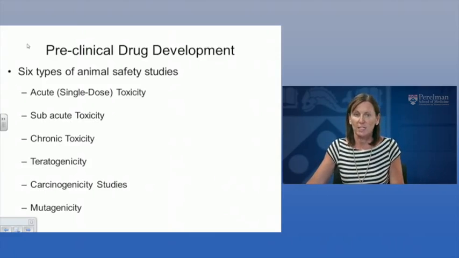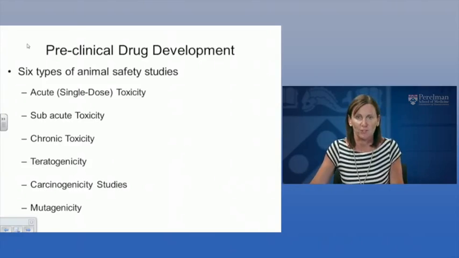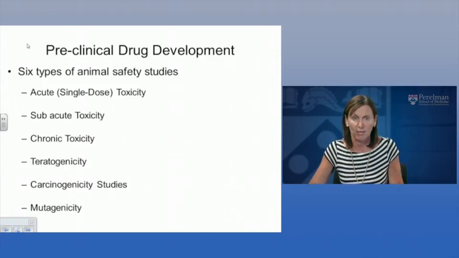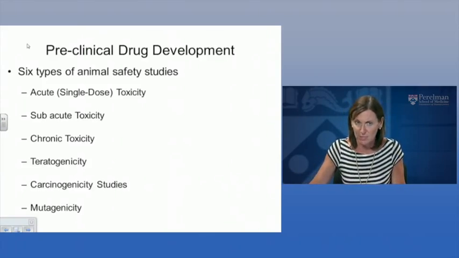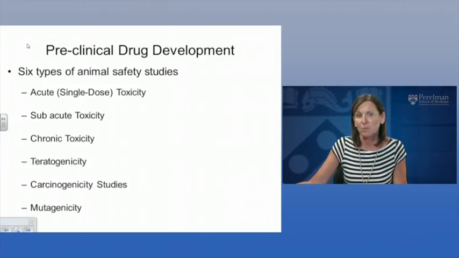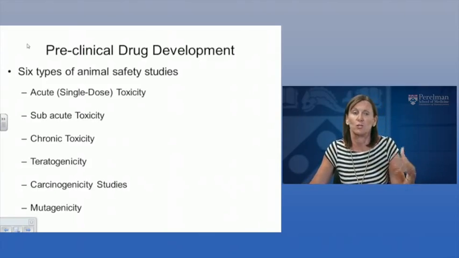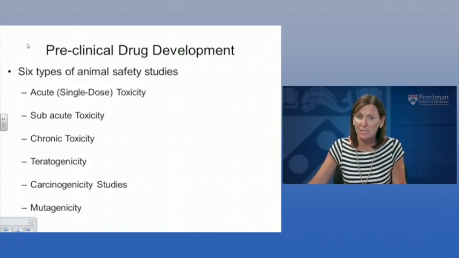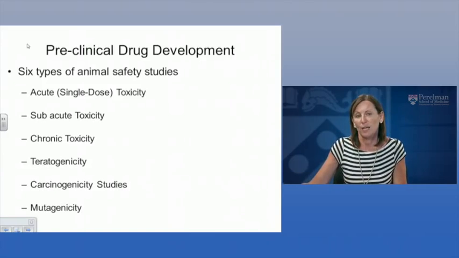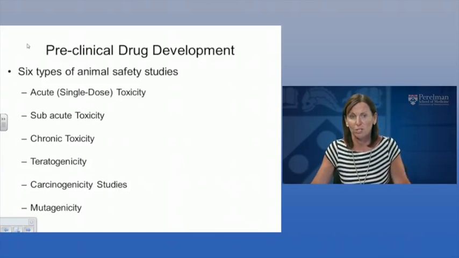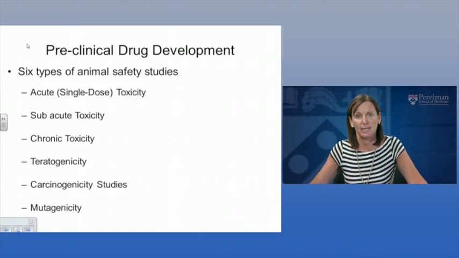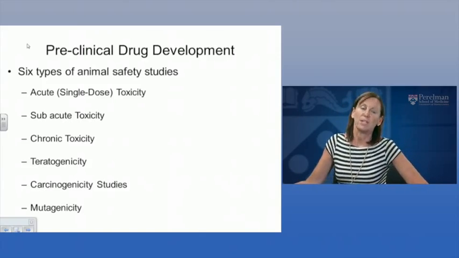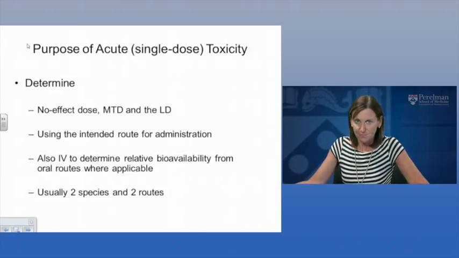Then in addition, we need to consider other types of safety assessment. These include teratogenicity, the potential impact of the drug in the event that the person taking the medication becomes pregnant, or that the partner of the patient who is taking the drug becomes pregnant. Carcinogenicity studies, particularly important if the drug is considered for longer-term use, and mutagenicity studies. So we will go through some of these in more detail.